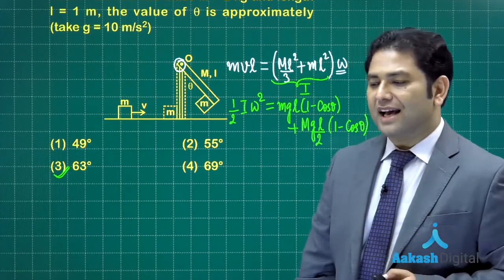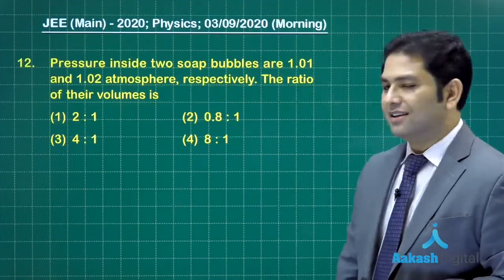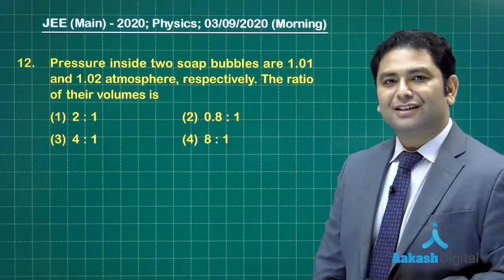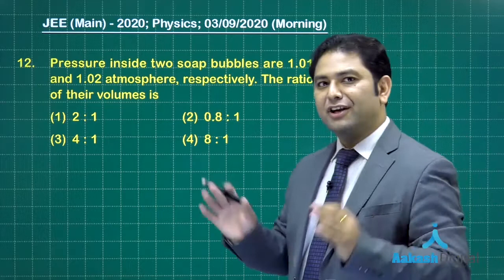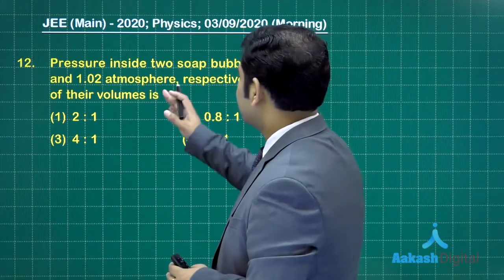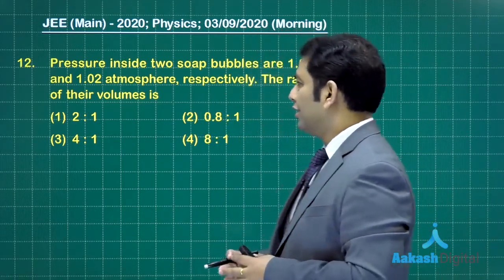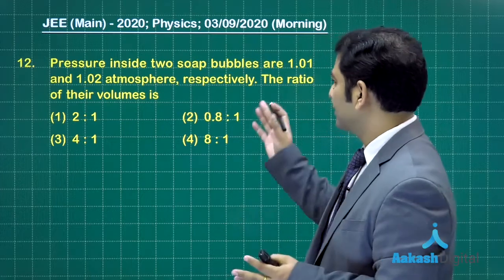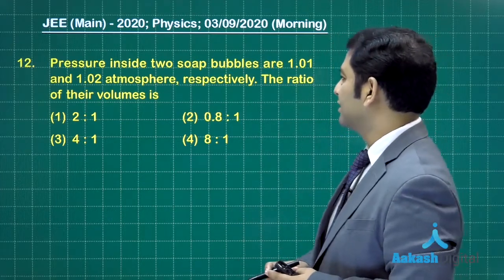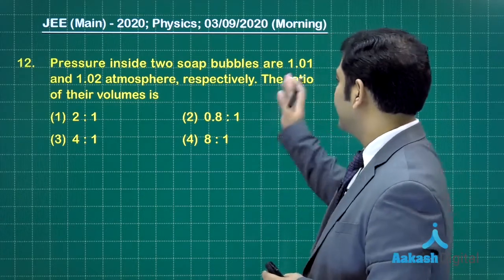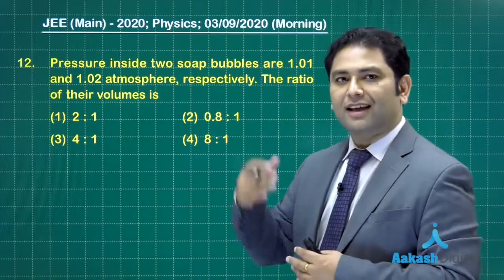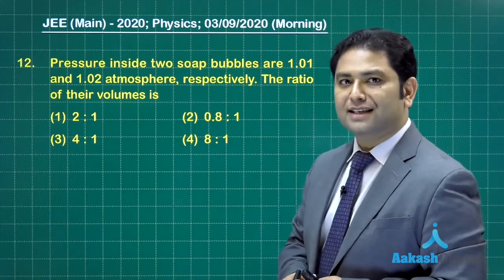Okay, now let's go to the next one. Question number 12, surface tension. And this is a very straightforward one. The pressure inside two soap bubbles is given as 1.01 and 1.02 atmosphere. That means the excess pressure in the first is 0.01, in the second is 0.02.